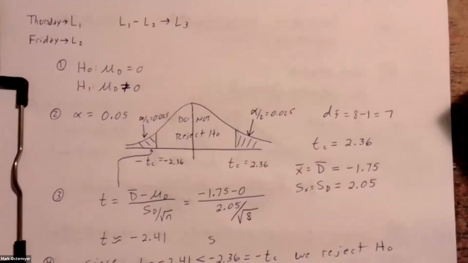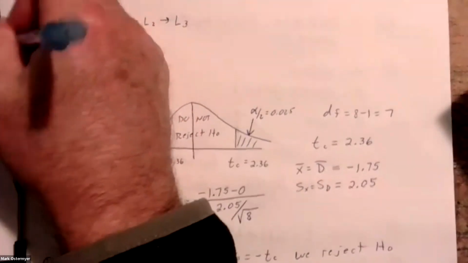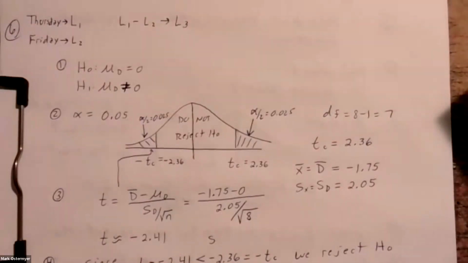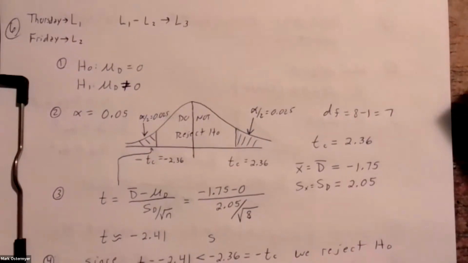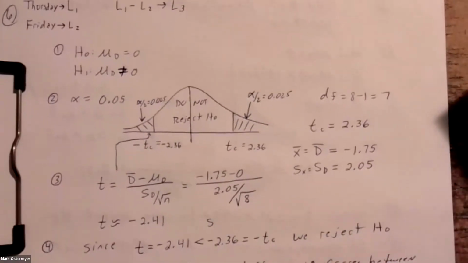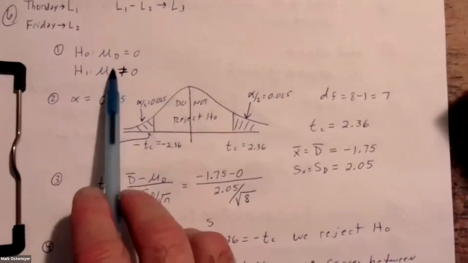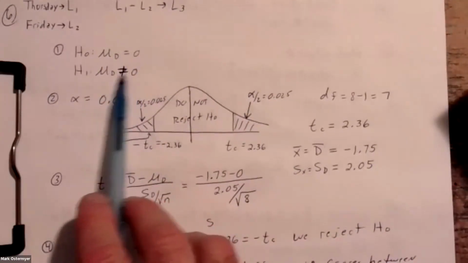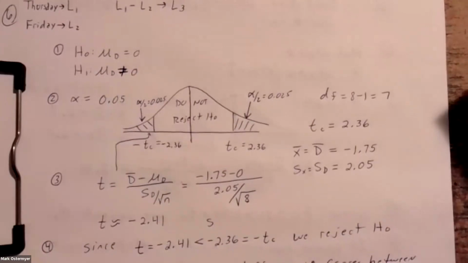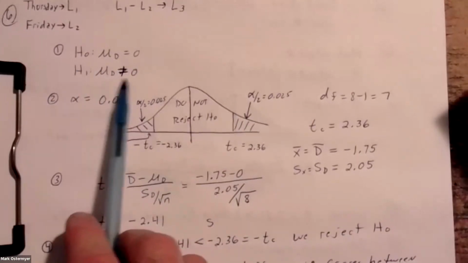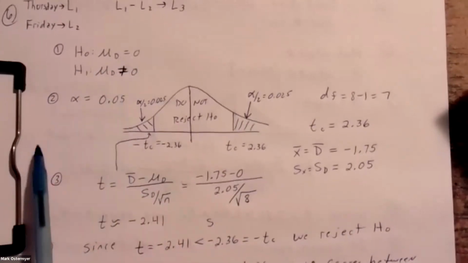Okay, so this is problem number 6. And we put the Thursday scores in list 1, the Friday scores in list 2, and list 3 took on the difference between the Thursday and the Friday scores. Specifically, the Thursday scores minus the Friday scores. The hypotheses we're testing would be for no difference versus difference between the scores on the 2 different days.